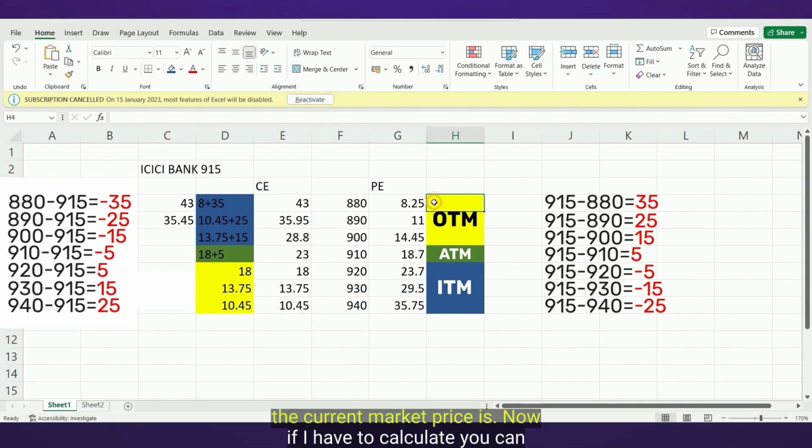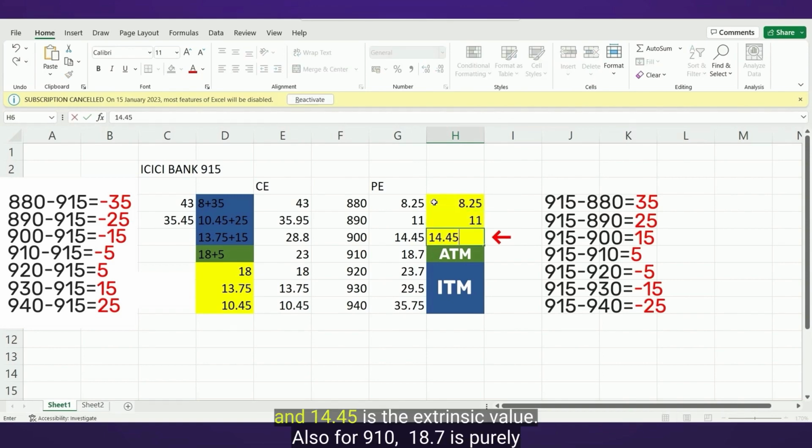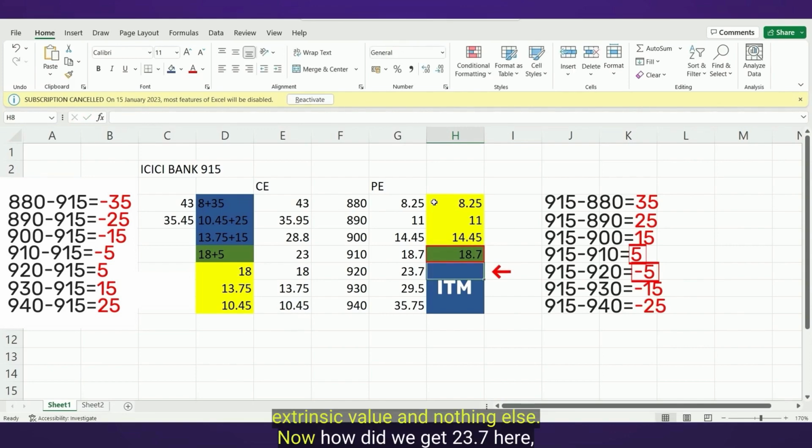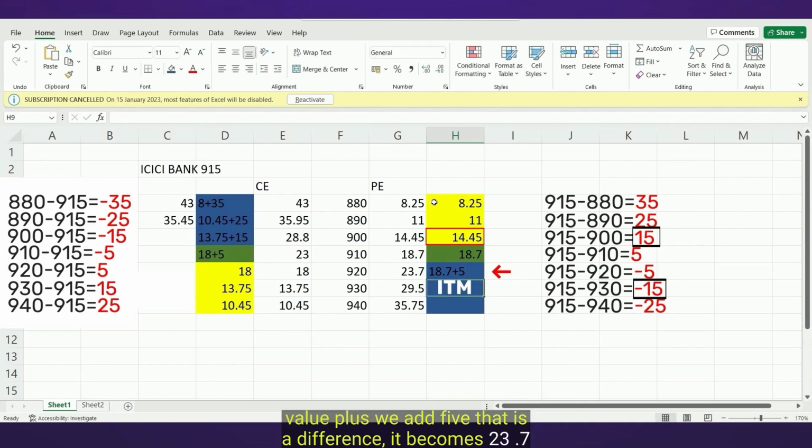Now if I have to calculate, you can say this 8.25 is the extrinsic value, 11 is the extrinsic value, and 14.45 is the extrinsic value. Also for 910, 18.7 is purely extrinsic value and nothing else. Now how did we get 23.7 here? The difference between 920 and 915 is 5. So 18.7 is the extrinsic value, plus we add 5, that is the difference, so it becomes 23.7.